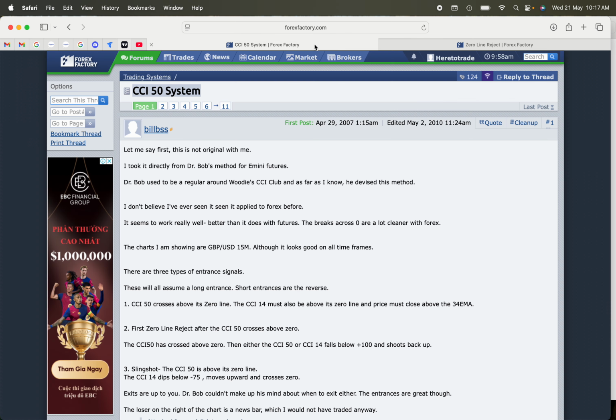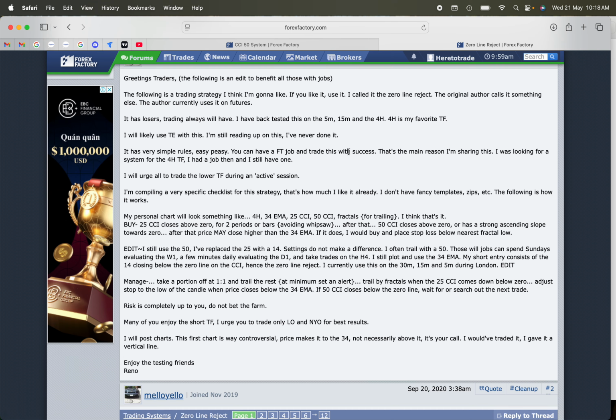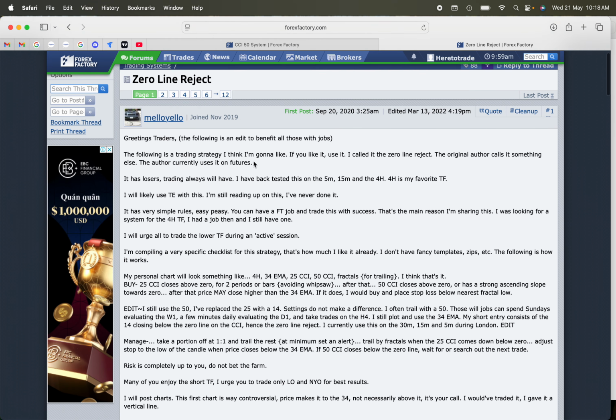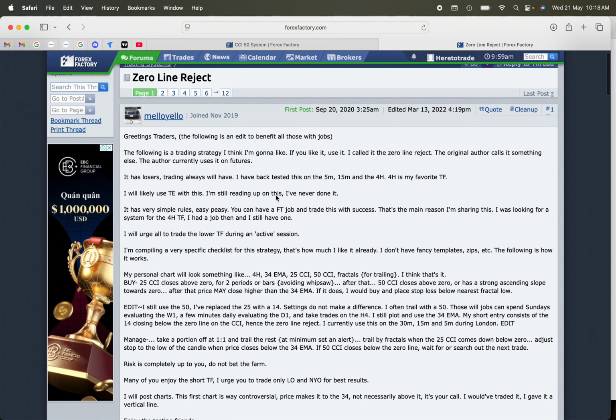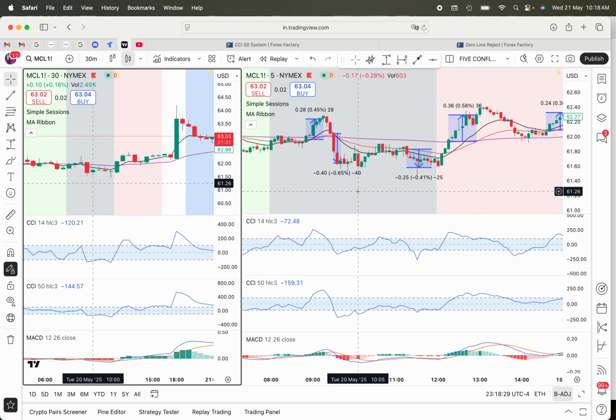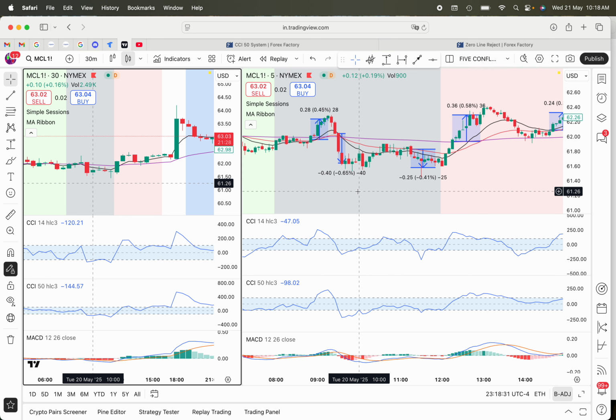If you search around the internet, you'll see some things here. This is off Forex Factory, the CCI 50 system, which a guy called Dr. Bob from Woody's traded. And then there's just other links. If you just keep looking around, there's another one here, the zero line reject by Mellow Yellow. So I guess my ideas aren't original either, but this is a good way to trade.